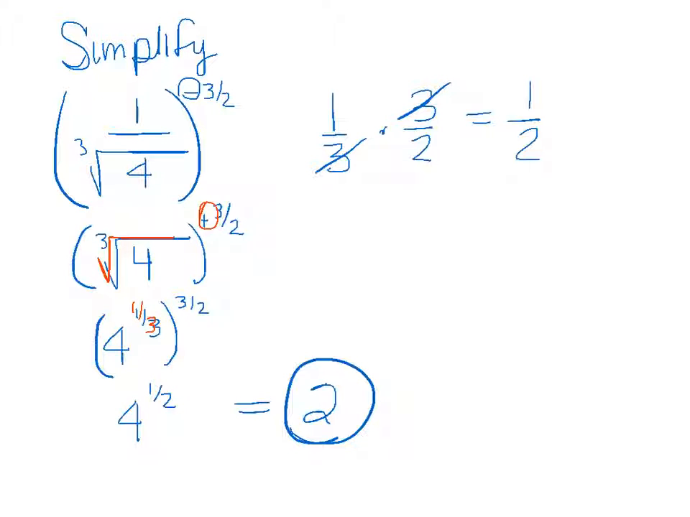And then I said I've got this base with an exponent raised to an exponent. I need to multiply those two exponents together. So the 1/3 times 3/2, multiply those together by canceling first, you get 1/2. So that's why I have 4 to the 1/2 power here, and of course that's the same as the square root of 4, and so the answer is 2.